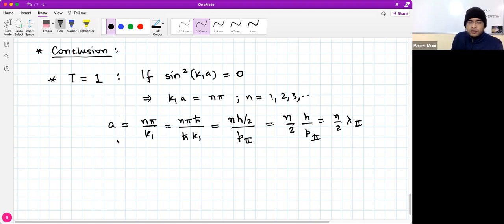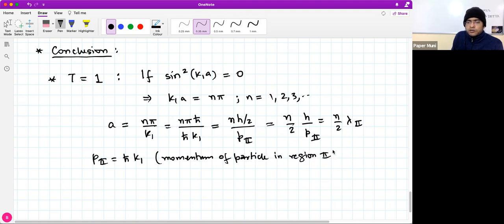Now we have p2 equal to h cross k1. This is the momentum of the particle in region 2. And similarly, we have lambda 2, which is h by p2, and this is the de Broglie wavelength in region 2.